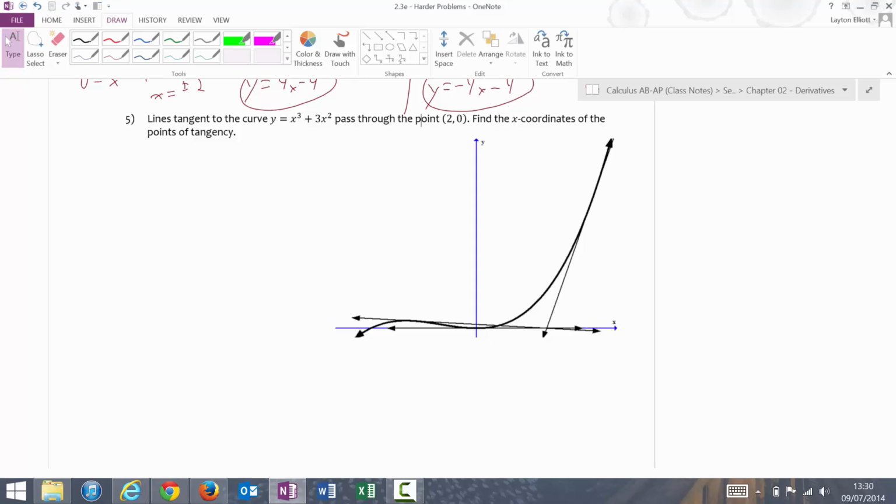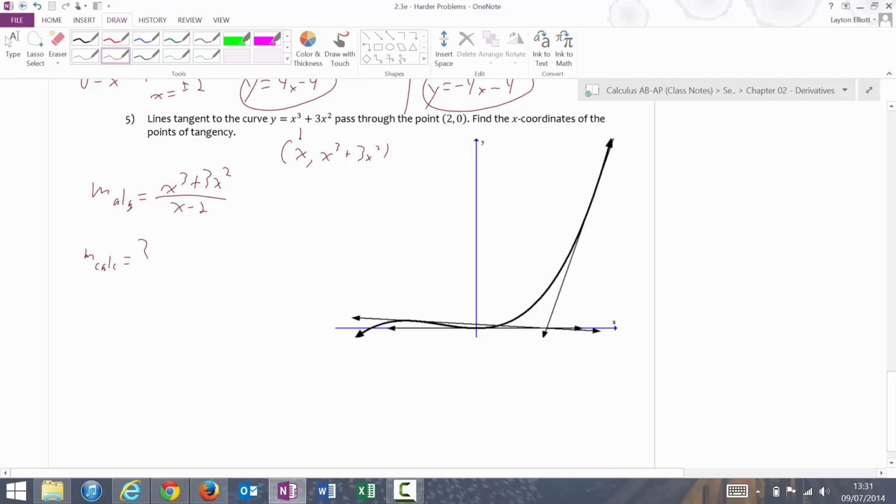Okay, last one, this is similar. Lines tangent to this curve that pass through the point (2, 0). Now it's not so easy to see or predict, but I have one here and one here that I should be able to find. So we're going to do the same thing, slope with algebra. If I treat this as the ordered pair (x, x cubed plus 3x squared), and I do my change in y over change in x, I'm going to get x cubed plus 3x squared over x minus 2.